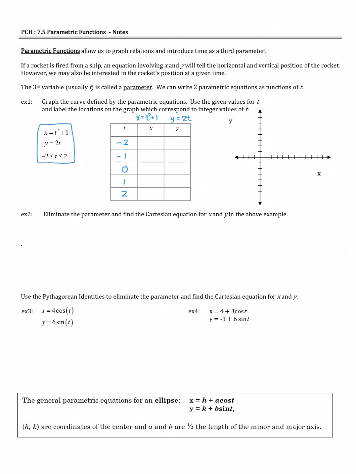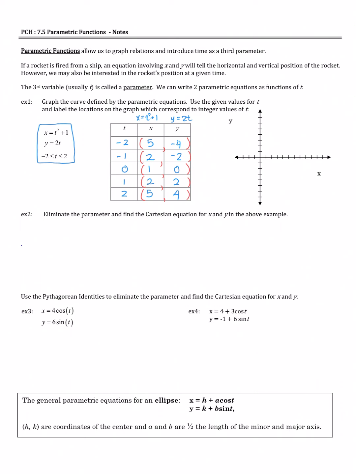So what do we have here? If t is -2, plugging in gives me an x of 5. If it's -1, that's going to give me 2, then 1, then 2, then 5. For the y value, I'll get -4, -2, 0, 2, and 4. So what we have created here by using that parameter is just your traditional Cartesian XY coordinates, and let's then go ahead and graph them.